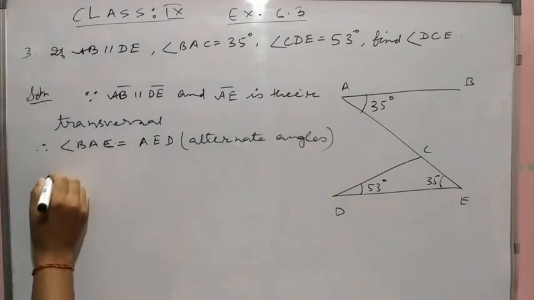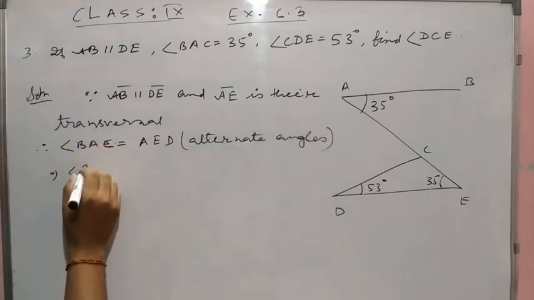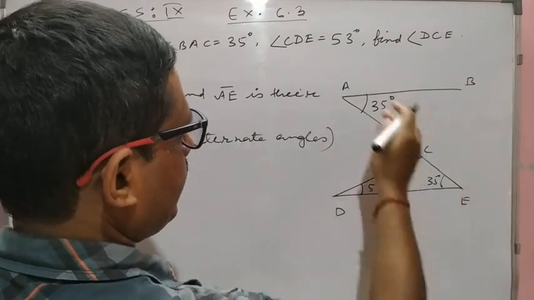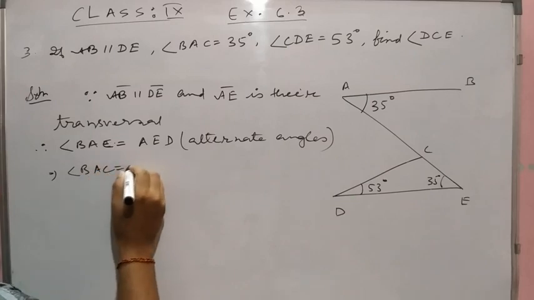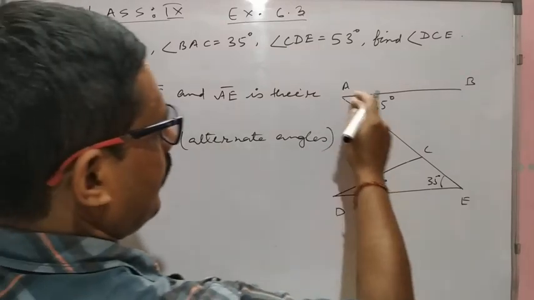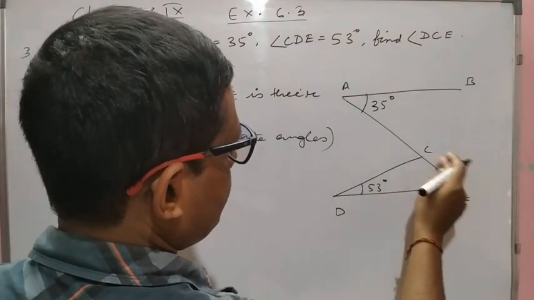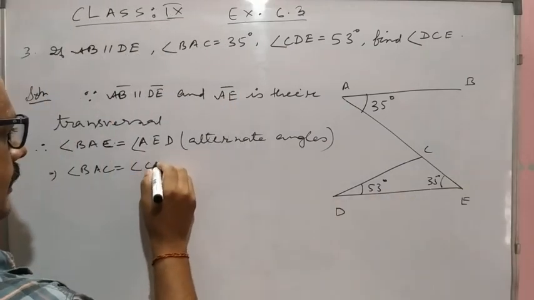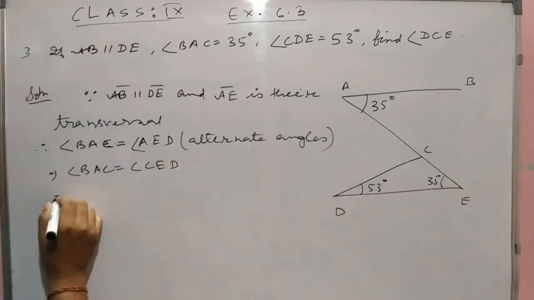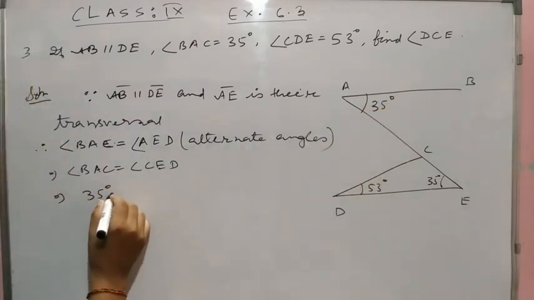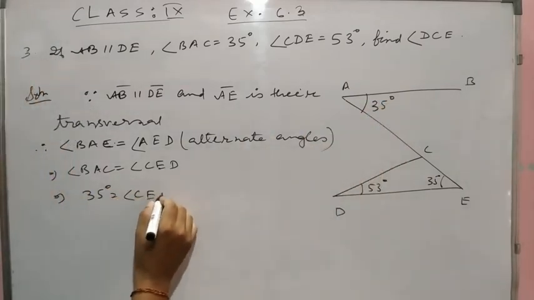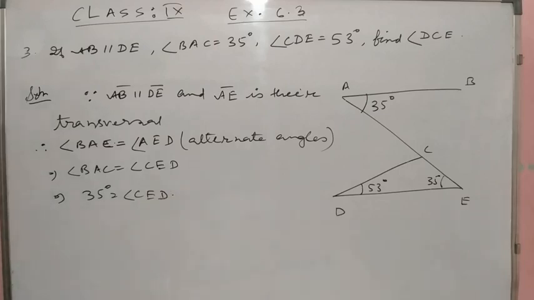Alternate angles. So this means we can write angle BAE as angle BAC, same thing. And angle AED we can write as angle CED. This angle measure is given as 35 degrees. So angle CED is equal to 35 degrees.